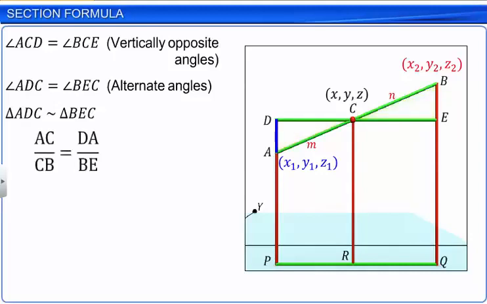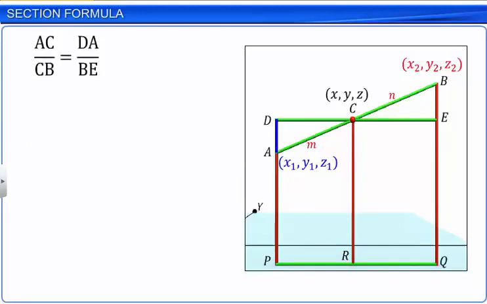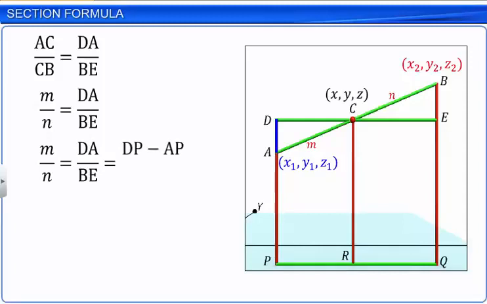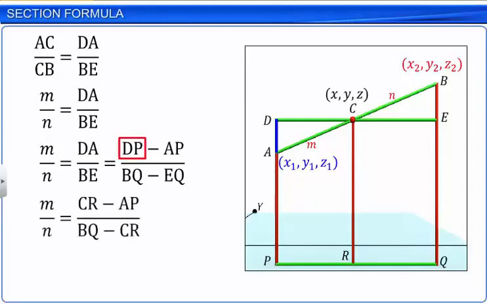From the figure, we can observe that the left-hand side of this relation is equal to m divided by n. On the right-hand side, we can observe that AD is equal to DP minus AP, and BE is equal to BQ minus EQ. Since DPRC and CRQE are parallelograms, we can observe that DP and EQ are both equal to CR. Substituting the values, we get the relation as shown.